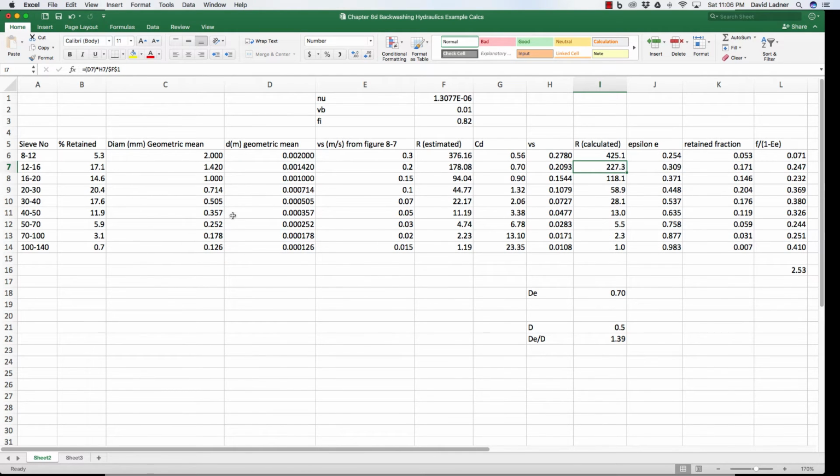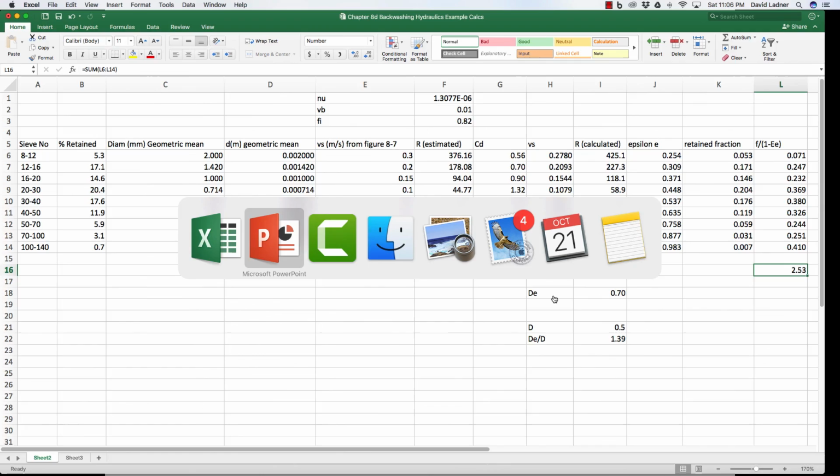Similar to our previous example problem, these represent all the different sizes. You can think of it as a stratified bed that has a bunch of different grain sizes. So over here, if we only had two sizes, for example, and let's say the two sizes were half and half, then percent retained would be about 50 for both of them. And that means the retained fraction would be 0.5 for both of them. And then you'd only have two things to add together to get your total F over 1 minus epsilon E, and then you could calculate your expanded bed depth using that.